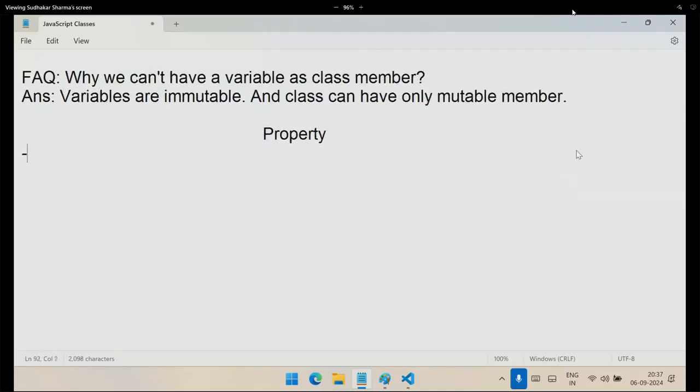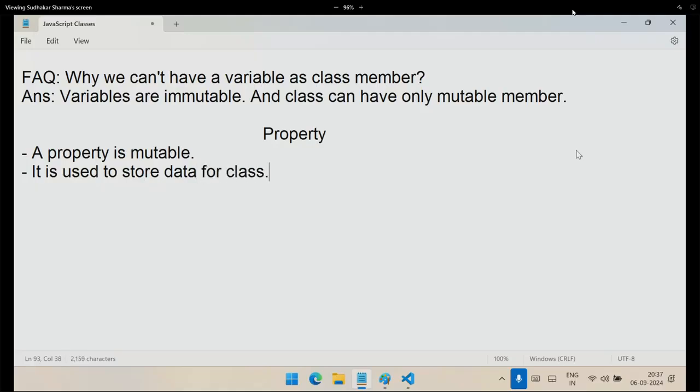A property is mutable. It is used to store data for a class. It can store any type of data. So it can be primitive or it can be non-primitive.